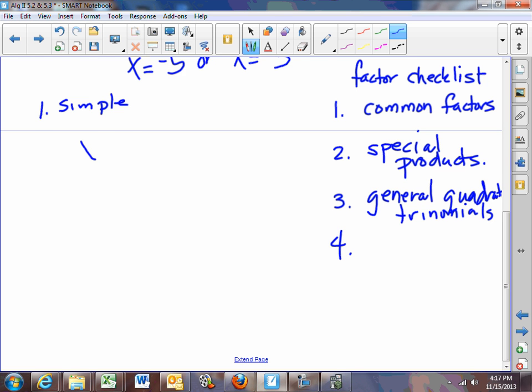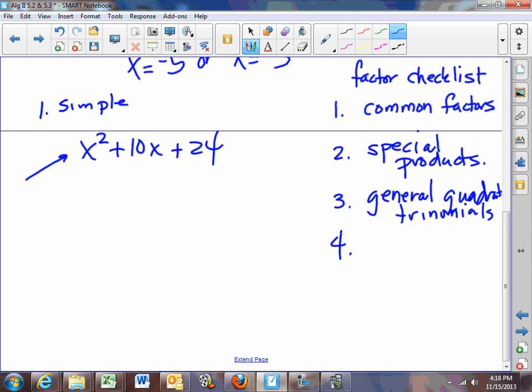Imagine, if you will, you have x squared plus 10x plus, let's go with plus 24. Now, if we want to factor this polynomial, we would go through the checklist. We would find there are no common factors. It isn't a special product. So is it a general quadratic trinomial? It is. It's got 3 terms, and it's a quadratic. Now, the thing that makes it simple is that the coefficient of the x squared is 1.